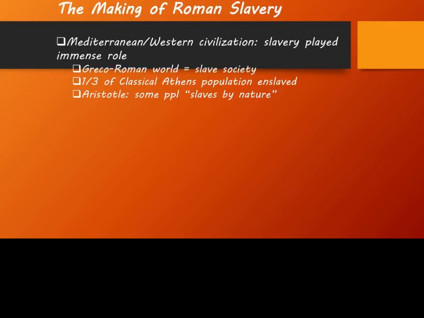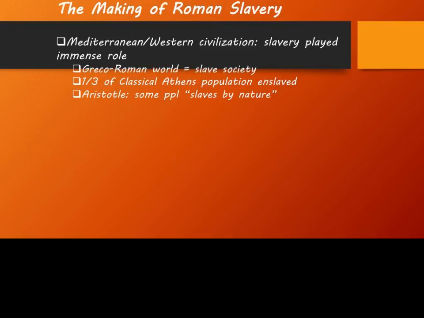So let's talk about the making of Roman slavery. In the Mediterranean and Western civilizations, slavery played a very important role. The Greco-Roman world was a slave society. One-third of the population of classical Athens was enslaved, right? The birth of democracy. And Aristotle believed that some people are slaves by nature.